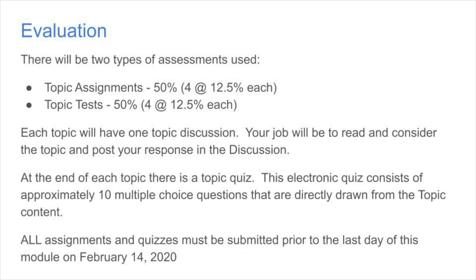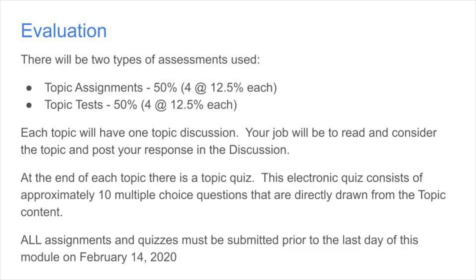The evaluation for this is very similar to the first module in the fact that we have assignments and we have quizzes. So the first thing that I wanted to bring your attention to was the topic assignments. The topic assignments are found at the end of each topic. What you're asked to do in the topic assignment is to consider the issue that's presented to you, and you'll find it there at the end of the unit. Then you want to think about it, and then in the discussion box, you want to post on it.